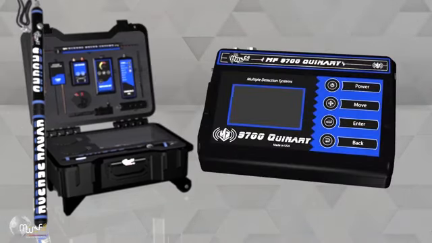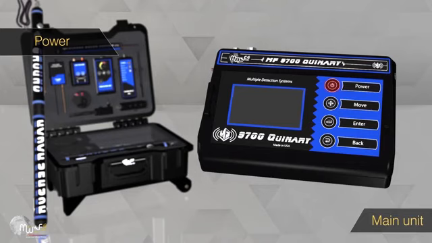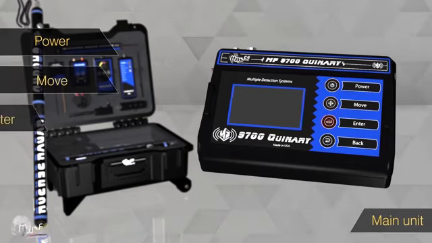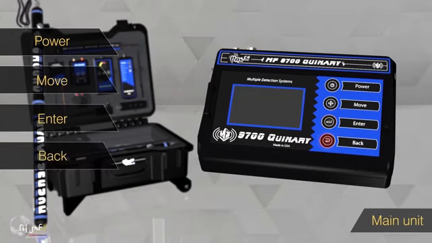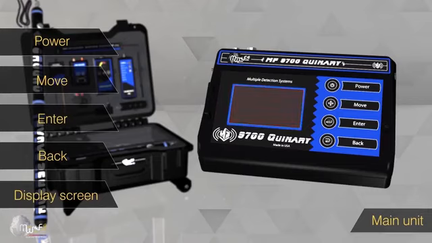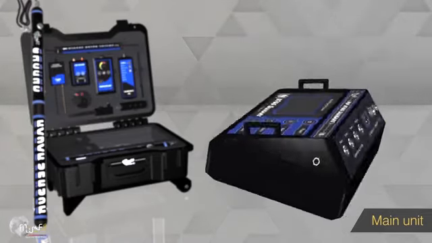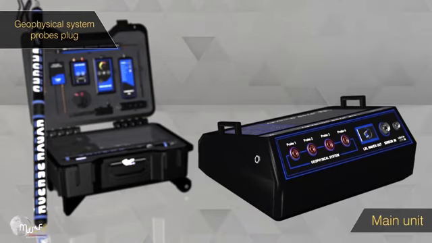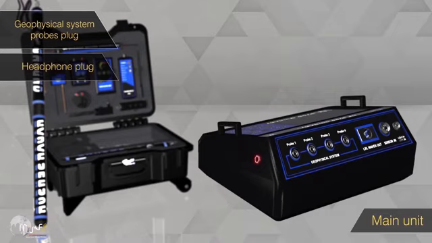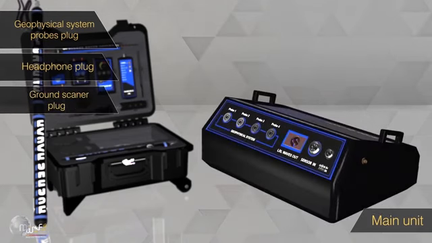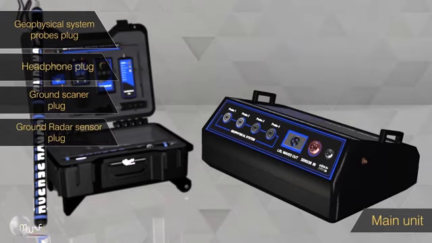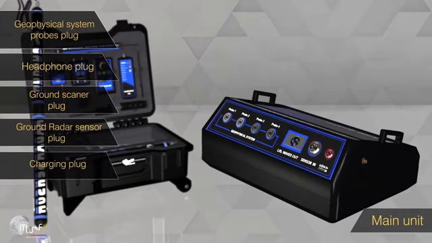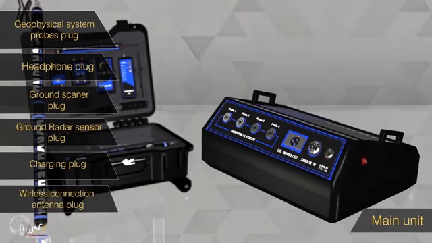The main unit consists of power on/off button, move, enter, back, TFT LCD screen, and from the side and back interface, geophysical system probes plug, headphones output plug, ground scanner plug, ground radar sensor plug, charging plug, wireless communication antenna plug.